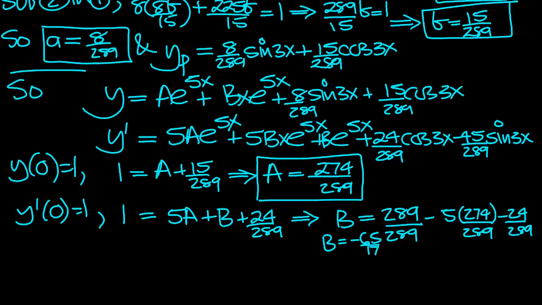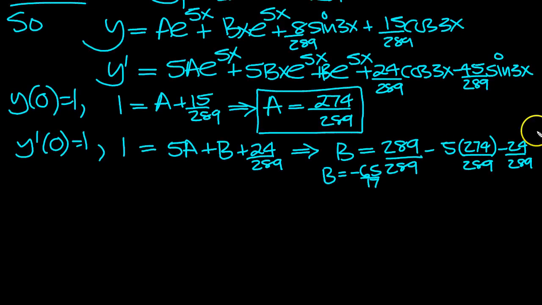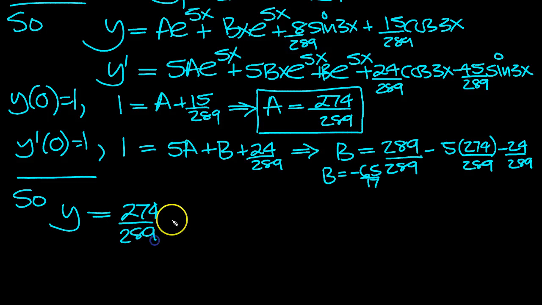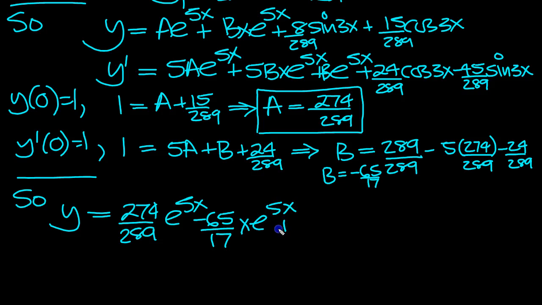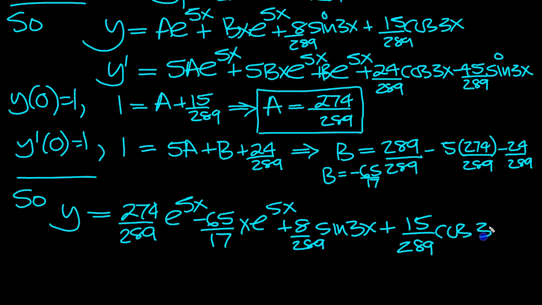Good. So then we can write down the final solution now. So here's the general solution above. So we've got the particular solution now. Y equals capital A, 274 over 289 e to the 5x plus capital B, minus 65 over 17 x e to the 5x plus 8 over 289 sine 3x plus 15 over 289 cosine 3x.